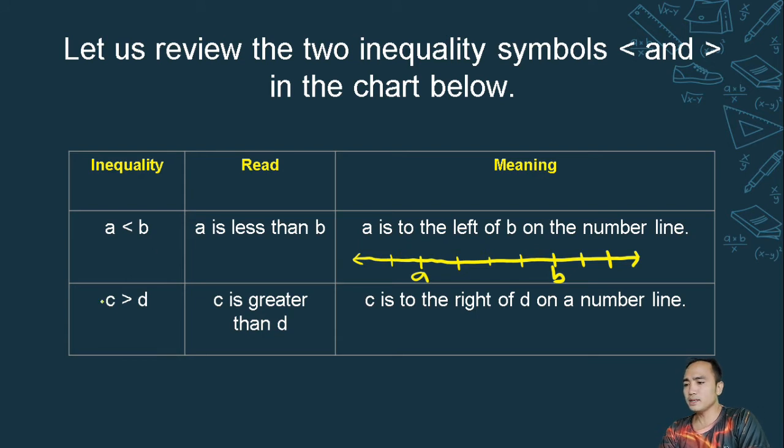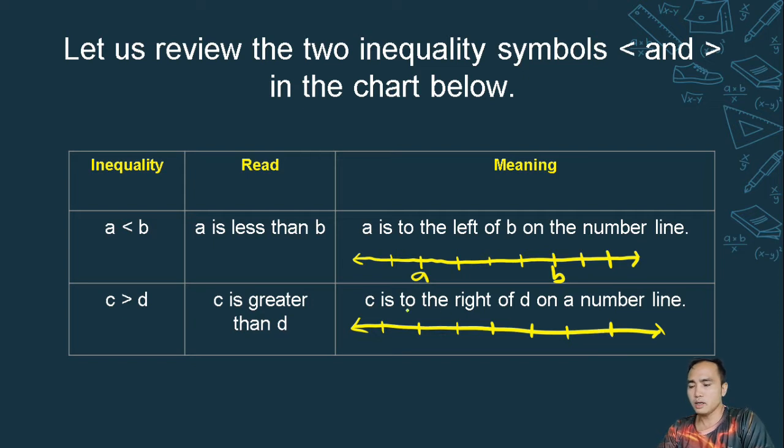Next, we have C is greater than D, meaning C is to the right of D on the number line. First, we're going to draw a number line and then we're going to put our variables. So we have C on the right of D on the number line. So C is on the right, meaning C is greater than D.